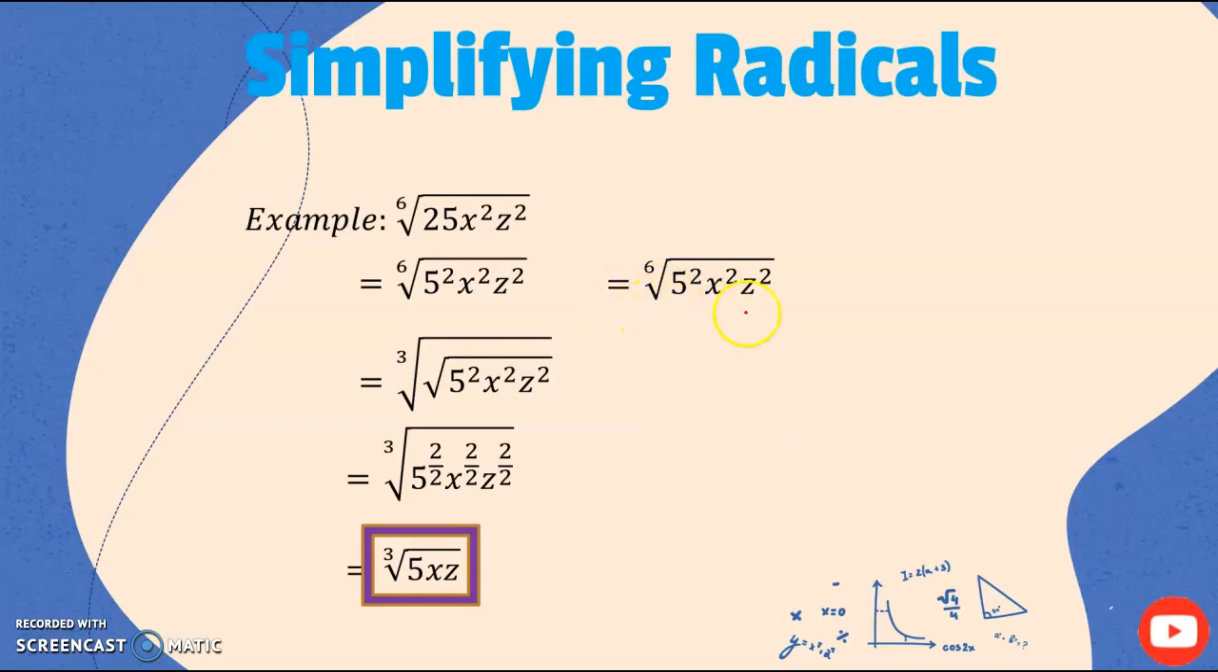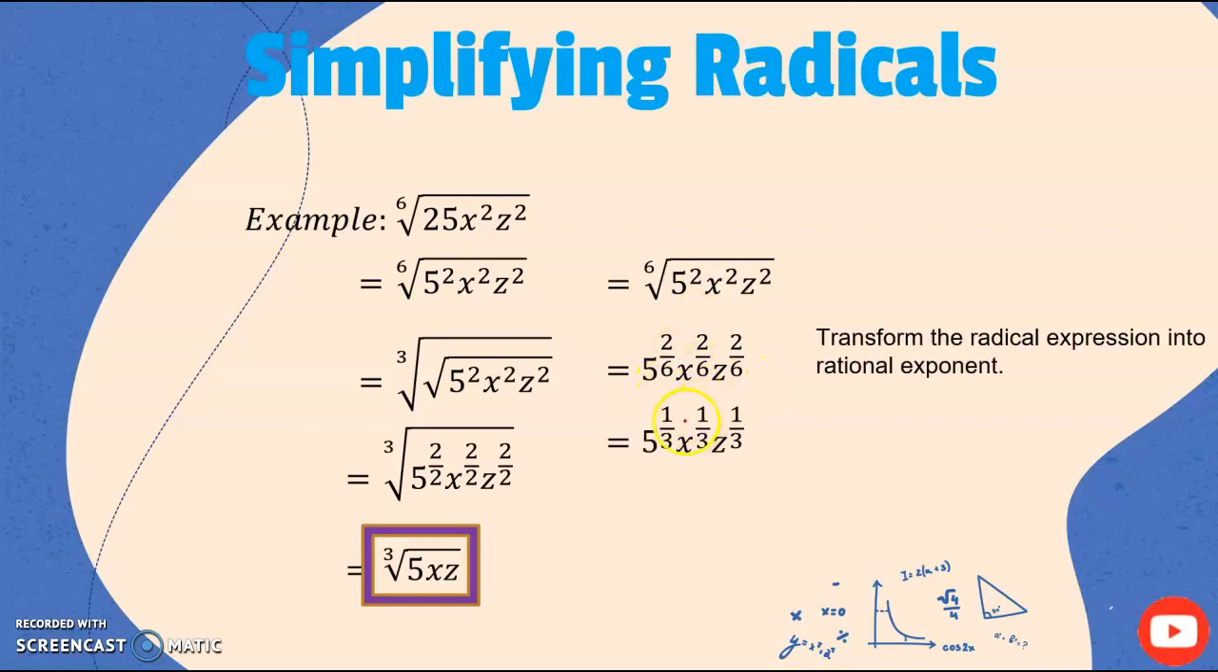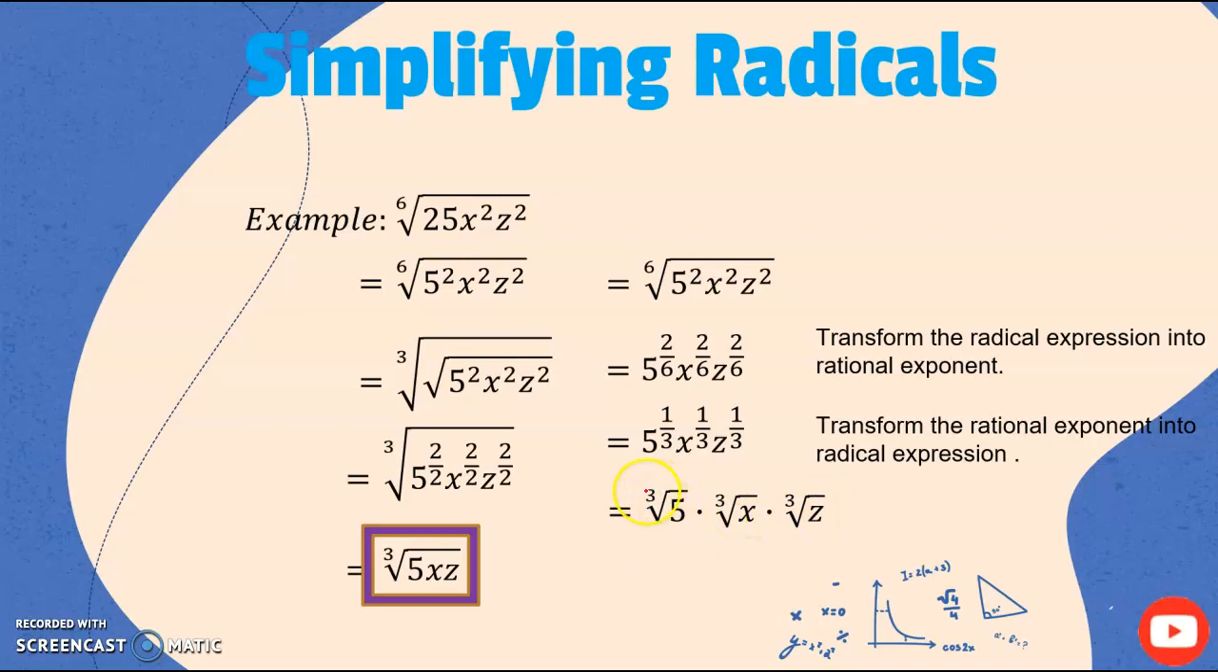Okay, and then if you want this part of the solution, you can rewrite it directly, no? So rational exponent kagad. So it becomes 5 to the power of 2/6, x to the power of 2/6, z to the power of 2/6, no? And then we simplify them. So 5 to the 1/3, x to the 1/3, z to the 1/3. Then we put them into radical. Since all of them are cube root, you can just copy the radical symbol and the cube, and then multiply the radicands, 5, x and z. Therefore, your answer is cube root of 5xz.